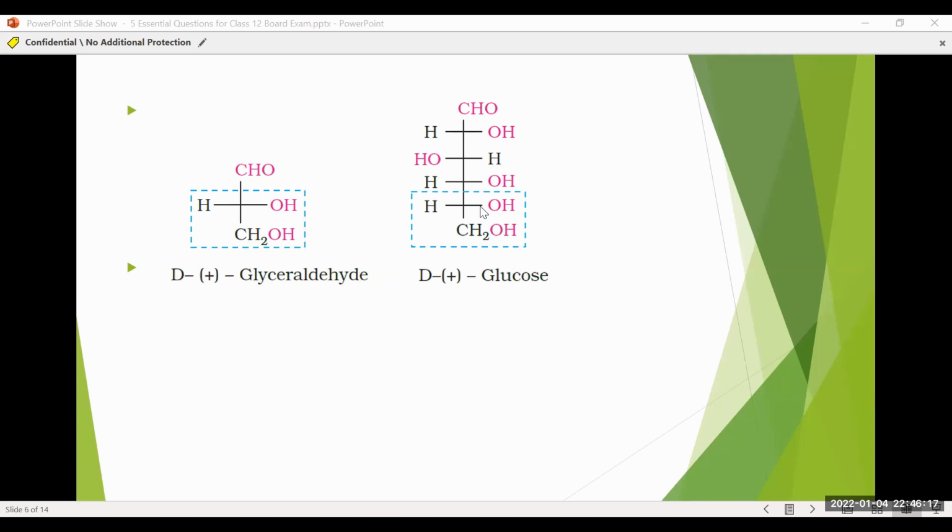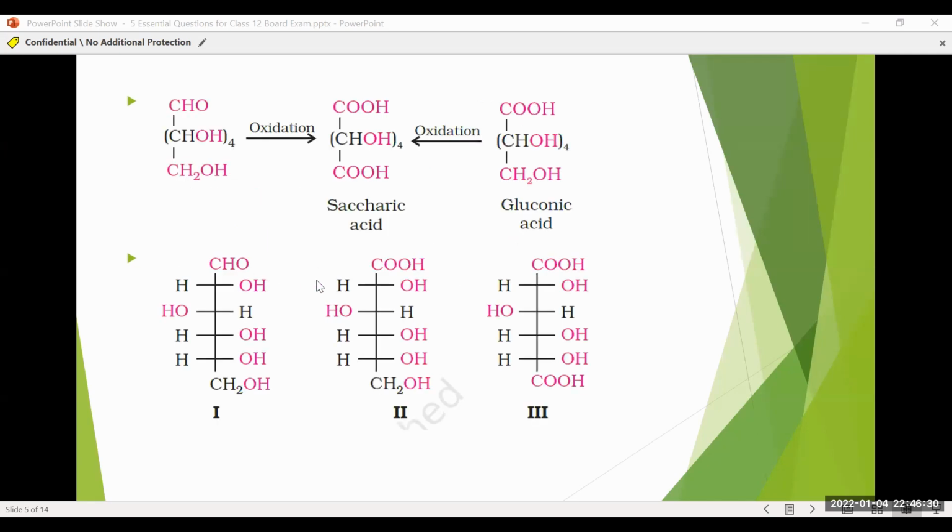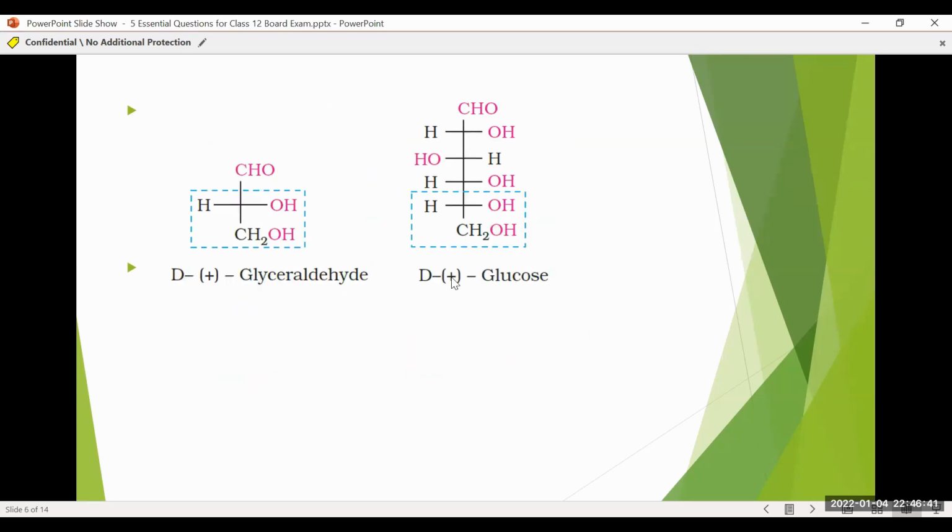If the second last carbon atom of glucose has the OH towards the right side and H towards the left hand side, similar to D-glyceraldehyde, then it is named D plus glucose. But what do you mean by the plus sign here? Because naturally it will come to your mind to understand. आप जानना चाहेंगे कि ये प्लस साइन क्यों आ गया इस स्ट्रक्चर में. प्लस साइन को समझने के लिए हम ऑप्टिकल एक्टिविटी का सहारा लेते हैं.